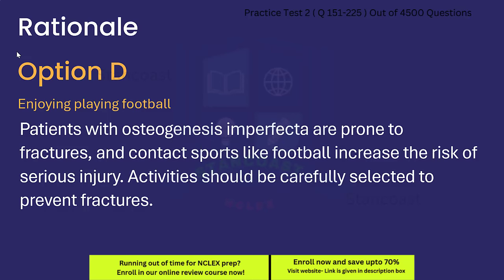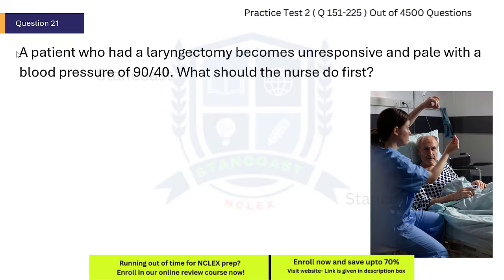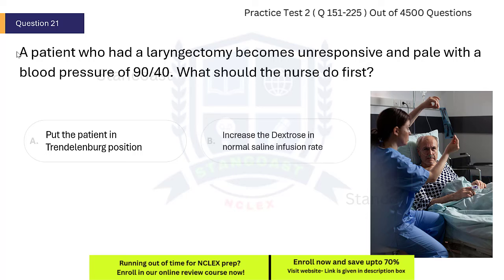A patient who had a laryngectomy becomes unresponsive and pale with a blood pressure of 90/40. What should the nurse do first? A. Put the patient in Trendelenburg position. B. Increase the dextrose in normal saline infusion rate. C. Administer intravenous atropine. D.